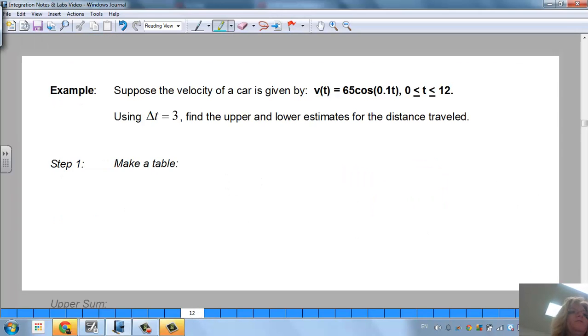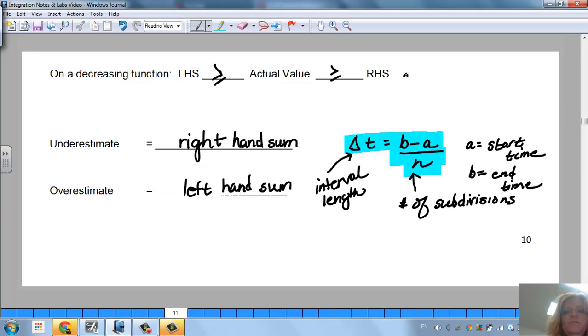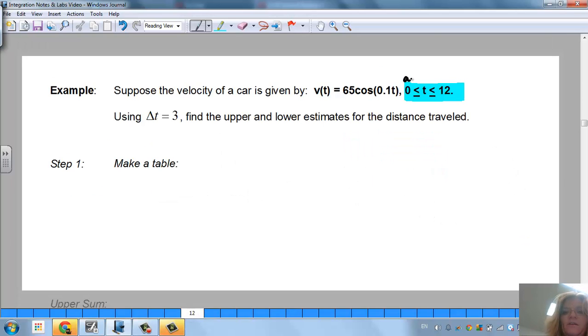This says, suppose the velocity of a car is given by v of t equals 65 cosine 0.1 t, and our time is between 0 and 12. This is our beginning time, or a, and this is our end time, b. They told us they want us to take it every 3 seconds. They said find the upper and lower estimates for the distance traveled.